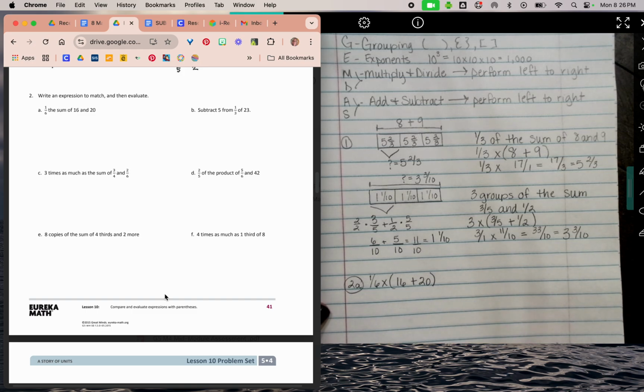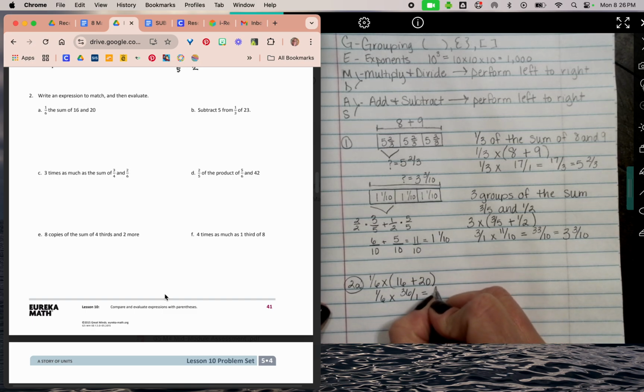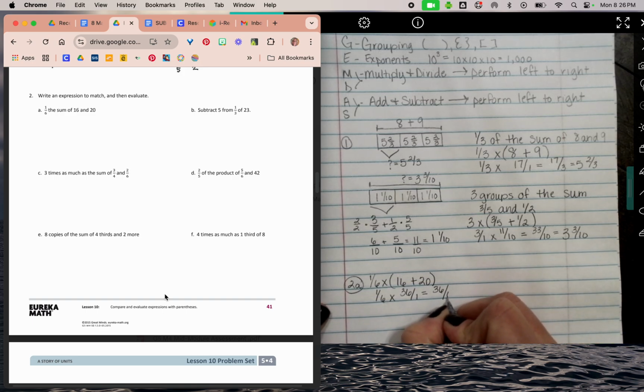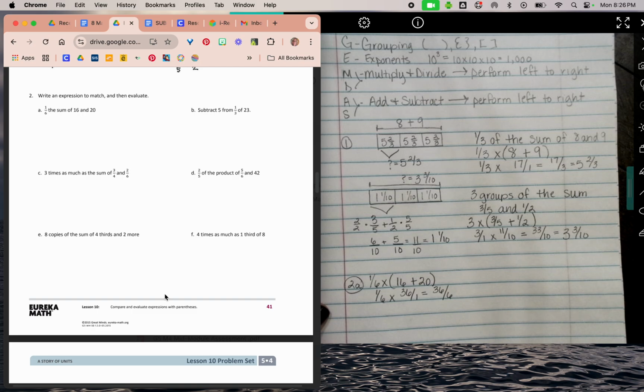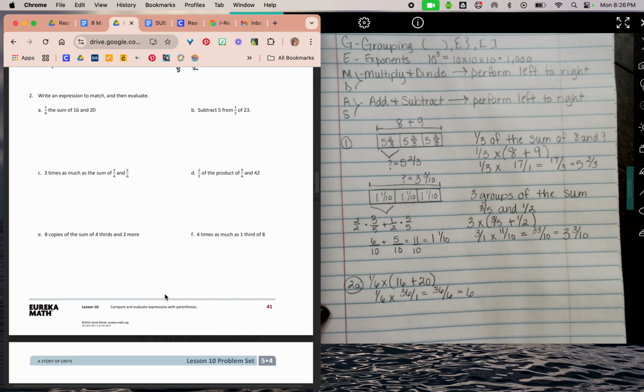So 16 plus 20 gives us 36. I'm going to go ahead and write that over 1 because I know that I want 1/6 of that sum. So I'm going to end up getting 1 times 36 is 36. And 6 times 1 gives me 6. So I have this improper fraction of 36/6. And we know 36 divided by 6 is going to end up giving us 6 wholes.